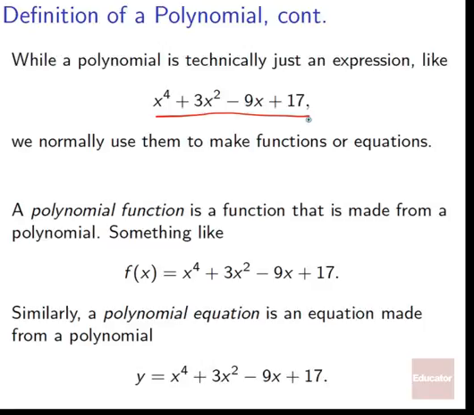We normally use them to make functions or equations. So a polynomial function is just a function that's been made out of a polynomial. So a polynomial function is a function that is equal to some polynomial. And a polynomial equation is just an equation made out of one as well. So we could have y equals polynomial, or we could have function equals polynomial. That's it.